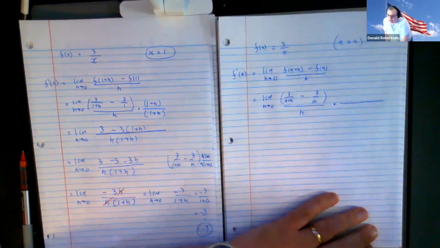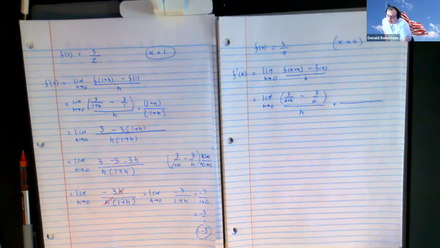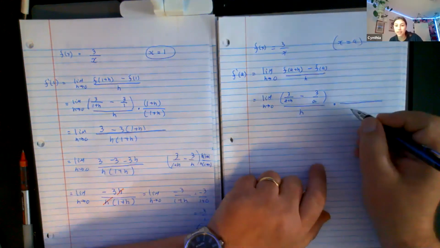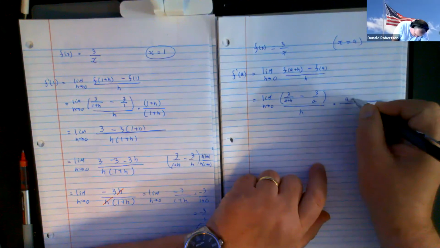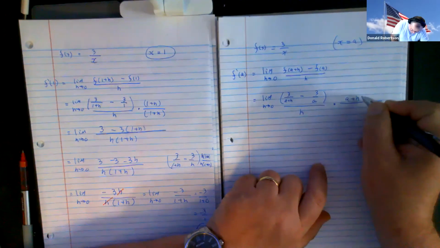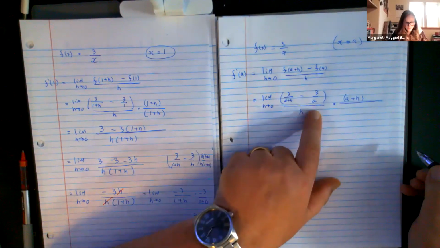Okay. We're going to do that multiply by a special version of one trick. What will be the special version of one that we should use here? Wouldn't it be a plus h? Anything else? Multiplied by a.